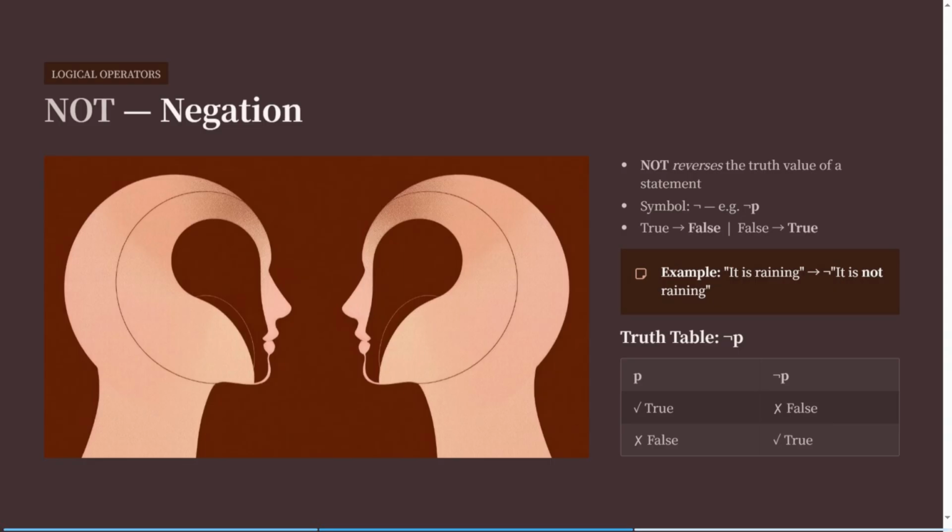Not. Not reverses the truth value. If a statement is true, not makes it false. If a statement is false, not makes it true. Example, it is raining. Not it is raining means it is not raining.